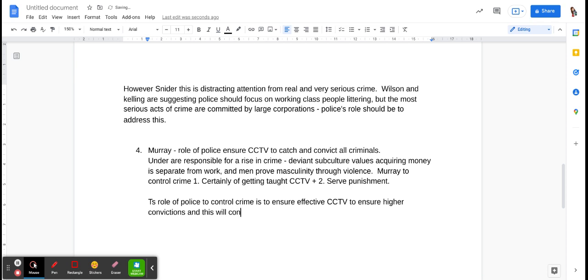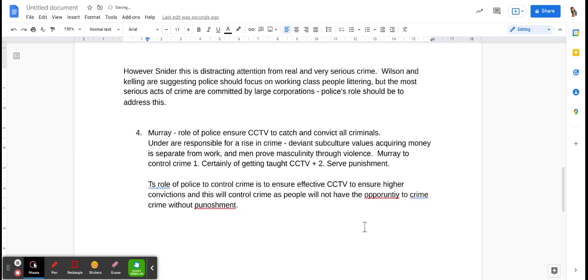And this will control crime as people will not have the opportunity to commit crime without punishment. The role of police is to ensure that there is CCTV and therefore higher convictions. And this will control crime as people will not have the opportunity to commit crime without being punished. Okay? Again, it's coming back to both what their role is, CCTV everywhere, and then how that will control crime.